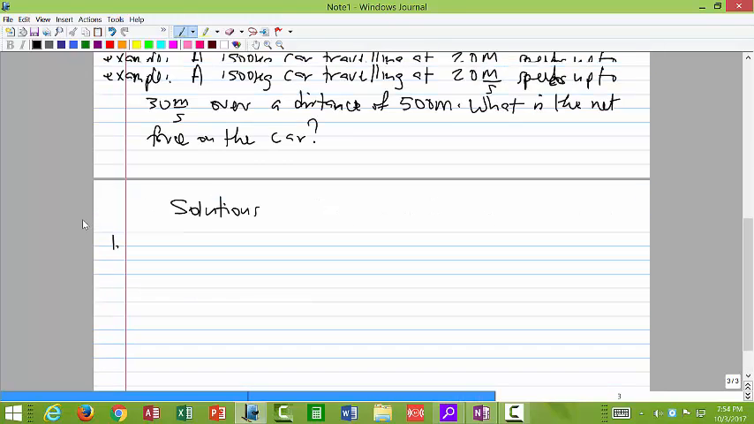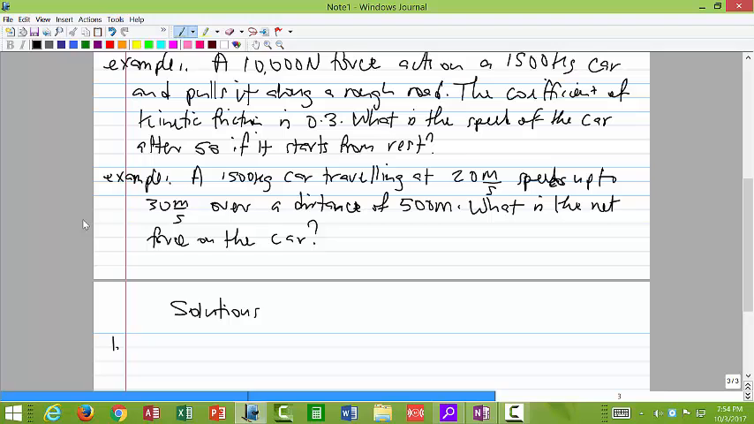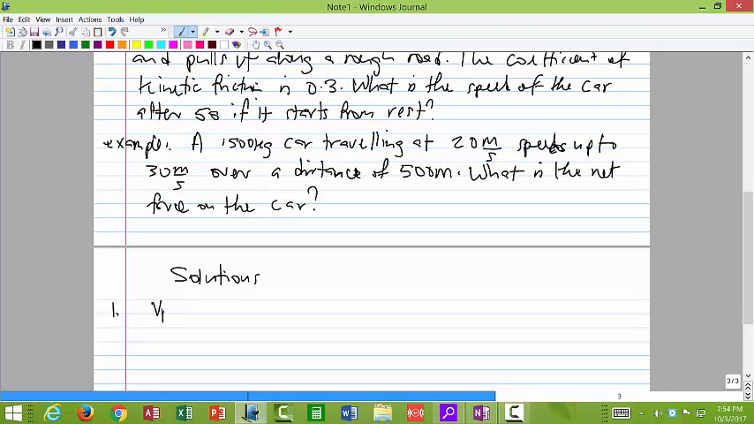So what is the first answer for the speed of the car after 5 seconds? 18.3 meters per second. Okay. So this is a case where we have a car being pulled by a 10,000 Newton force, and we're saying there's some kinetic friction F_k. So this is weight mg and support force N.